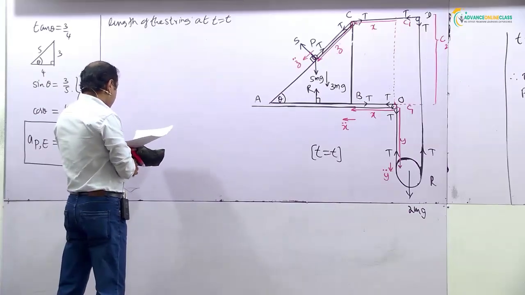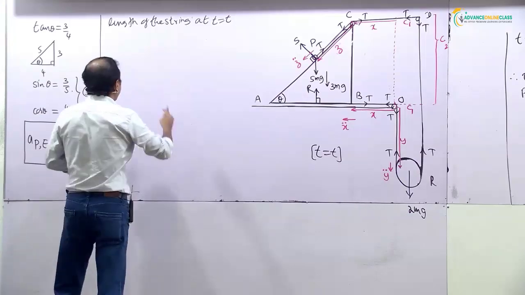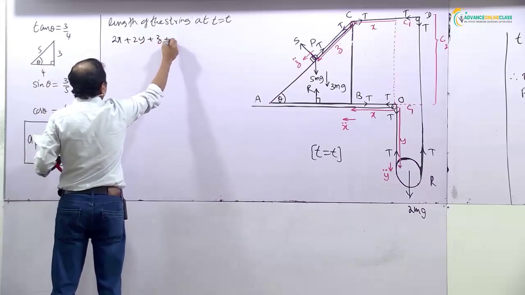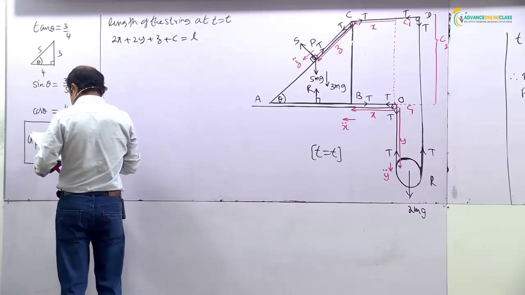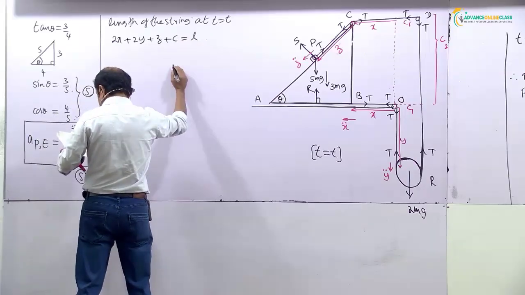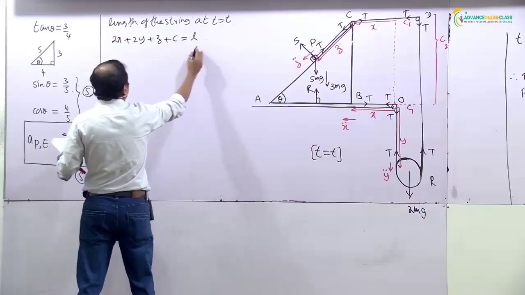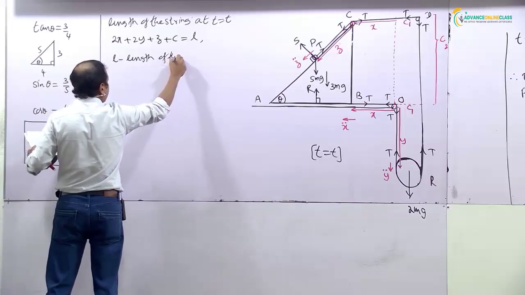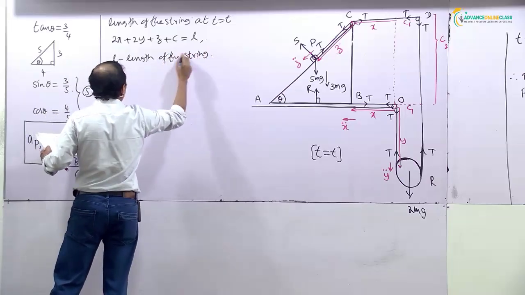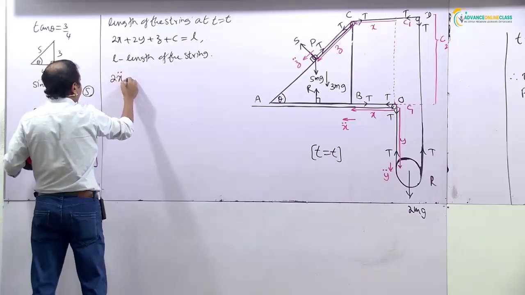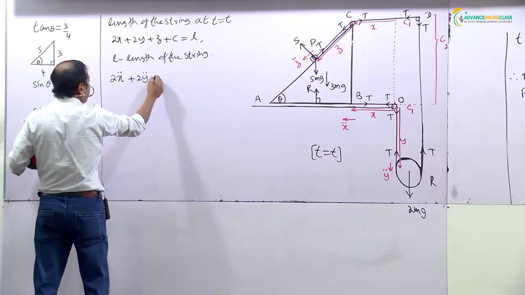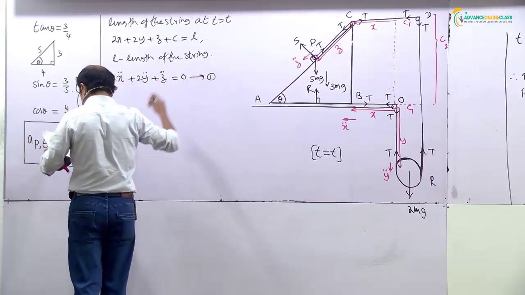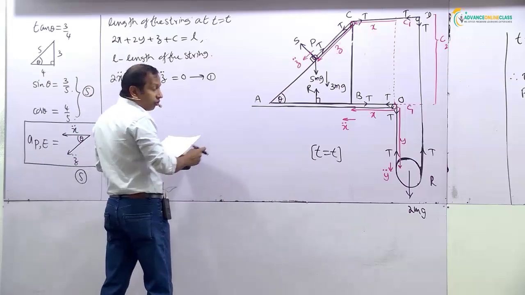So therefore, we can write the length. Length is 2x plus 2y plus z plus c is equal to L. Okay. Then differentiating twice here. L, what is L? Length of the string. We get 2x double dot plus 2y double dot plus z double dot is equal to 0. Number 1. Right? For this we get 5.